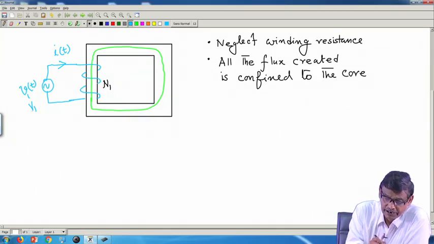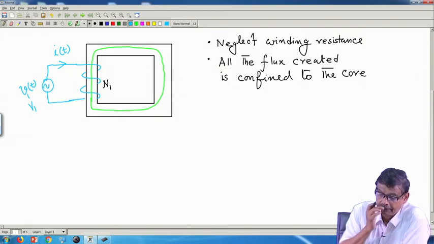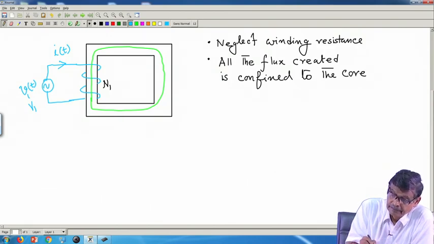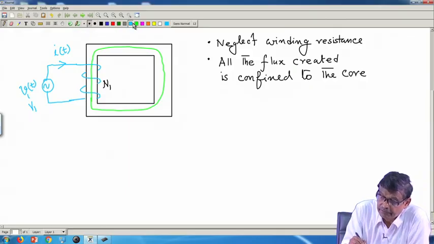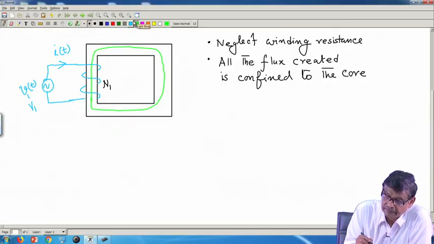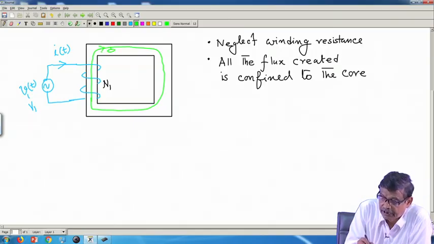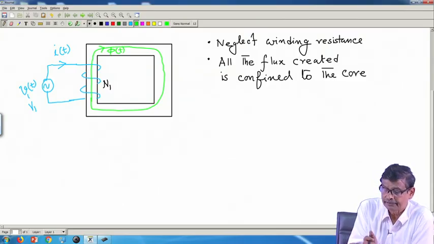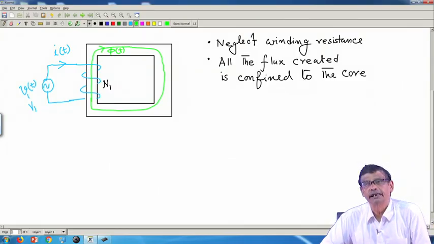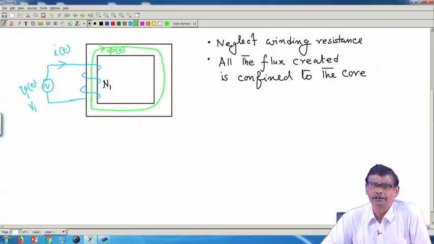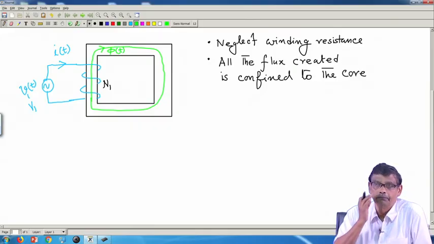Now, the moment this sinusoidal voltage is applied, the flux developed and the direction of the flux will also be time varying. When I is I max, phi will be phi max. When I is 0, phi will be 0, because the current is expected to be sinusoidal, why not? And therefore, it will be like this.